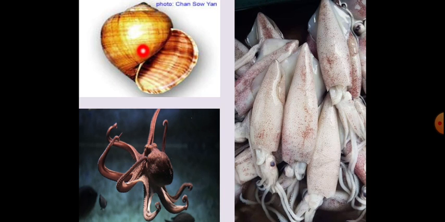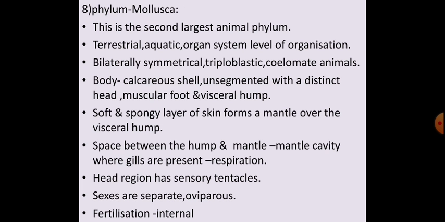You might have seen. So the body is made up of calcium carbonate shell. It will have a head. The foot will be present inside, and a visceral hump. Then a soft and spongy layer of skin forms a mantle over the visceral hump. There a soft layer of skin will be present. You might have opened a snail.